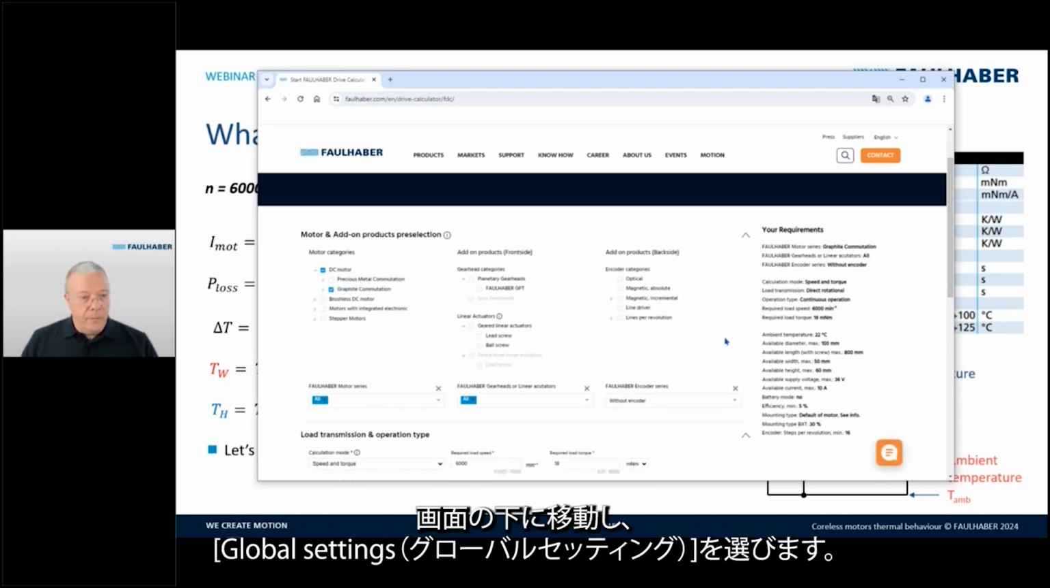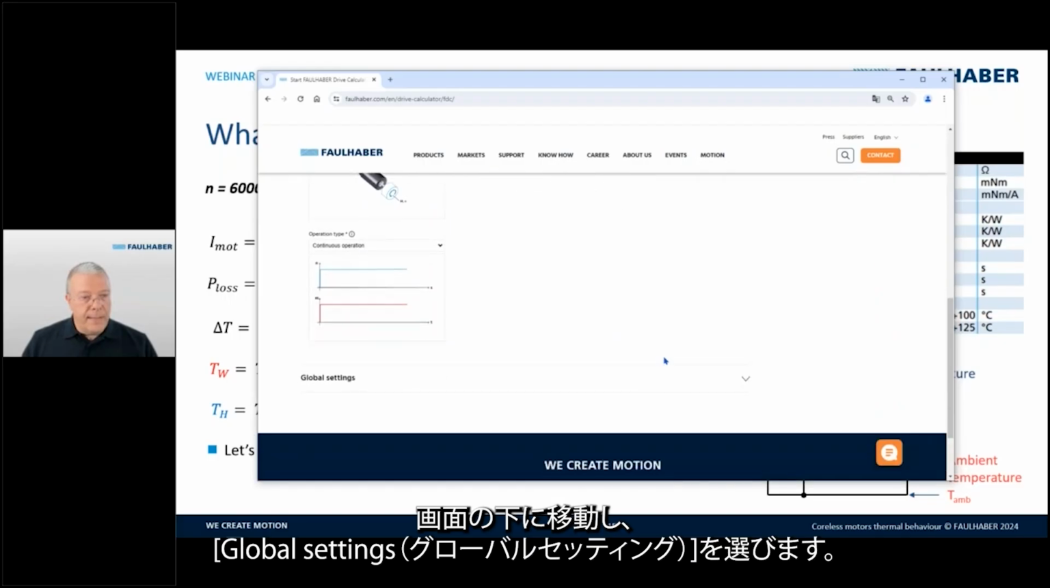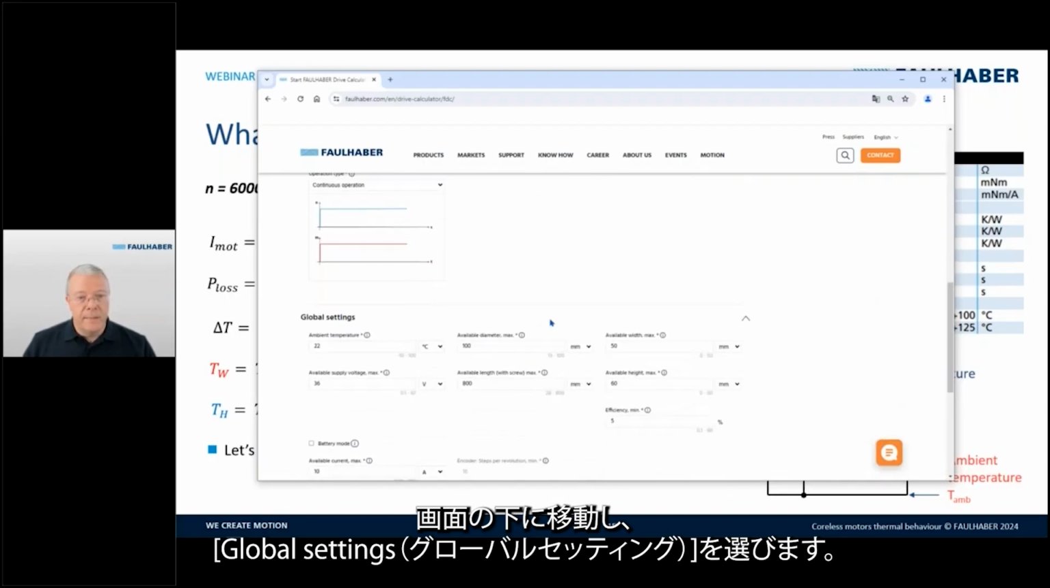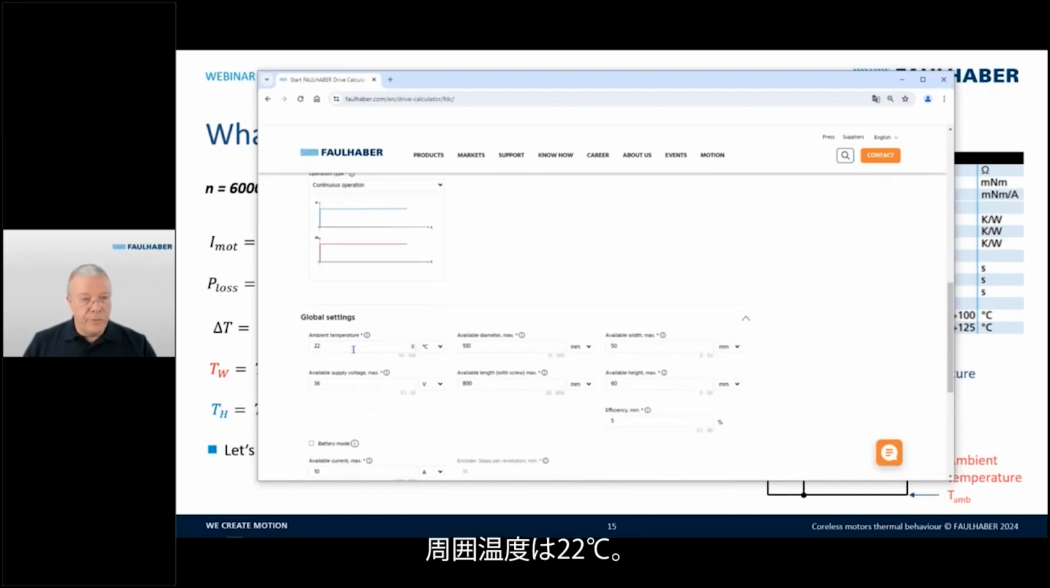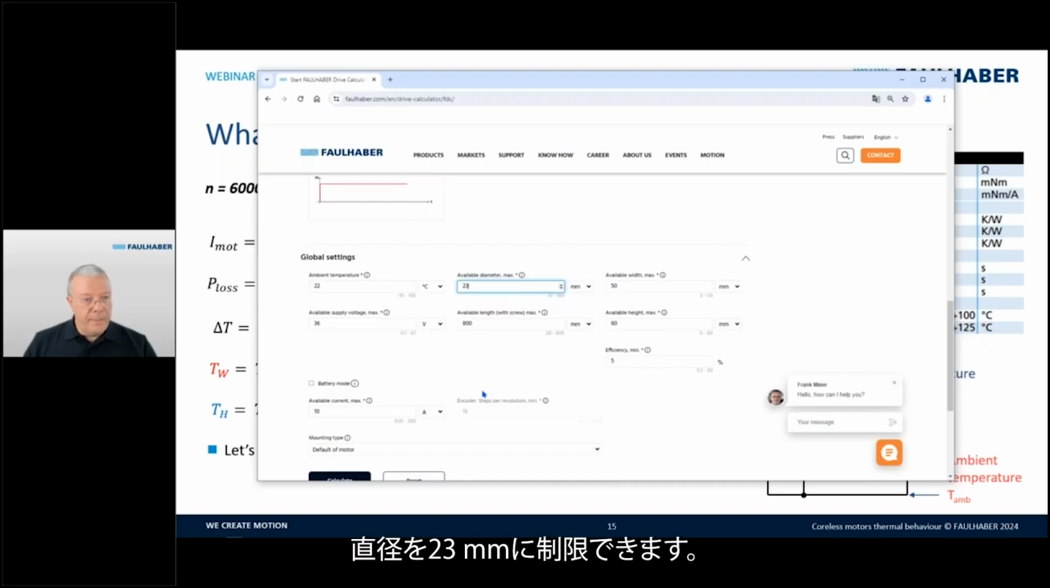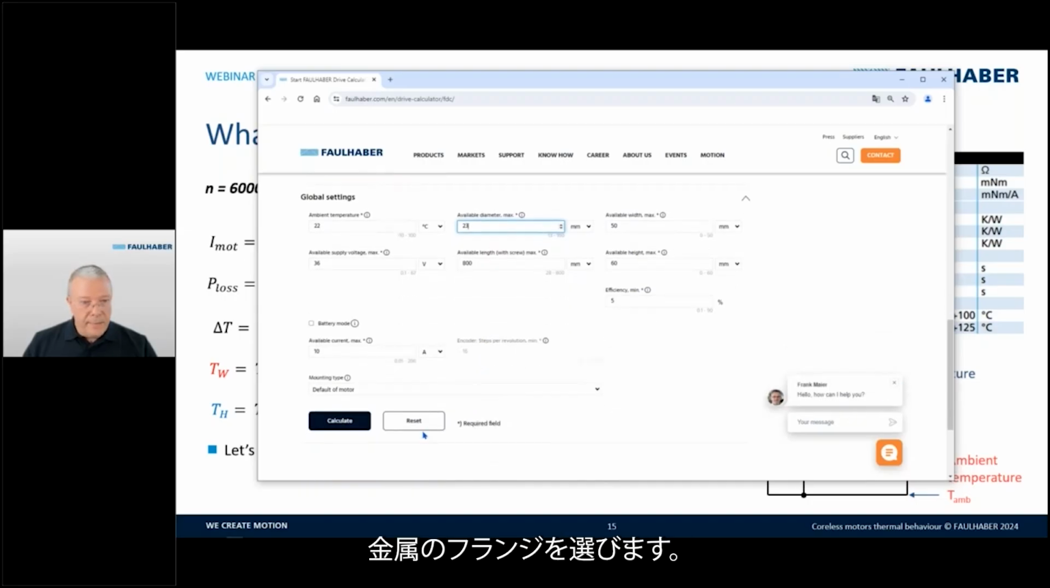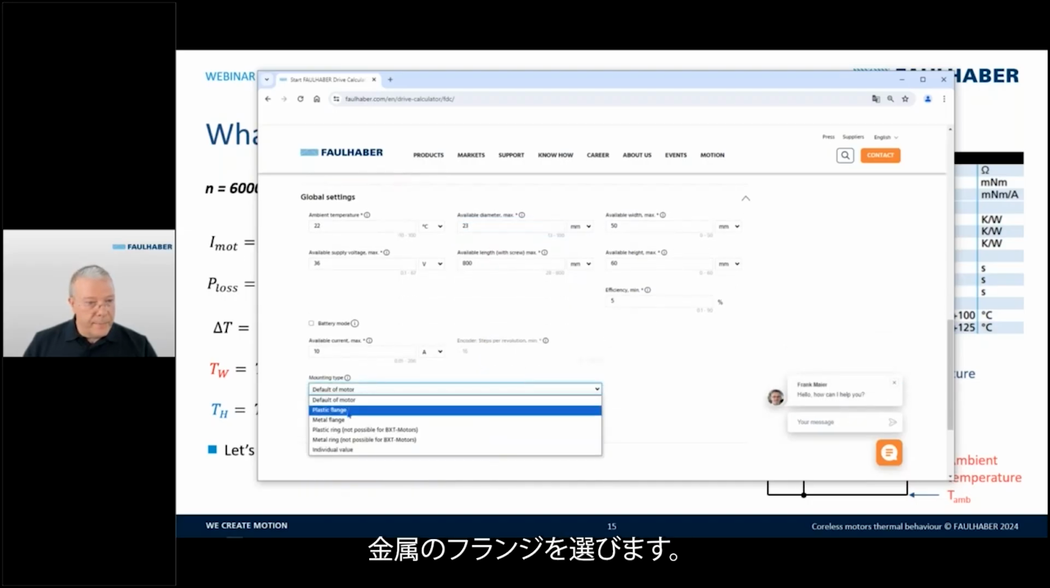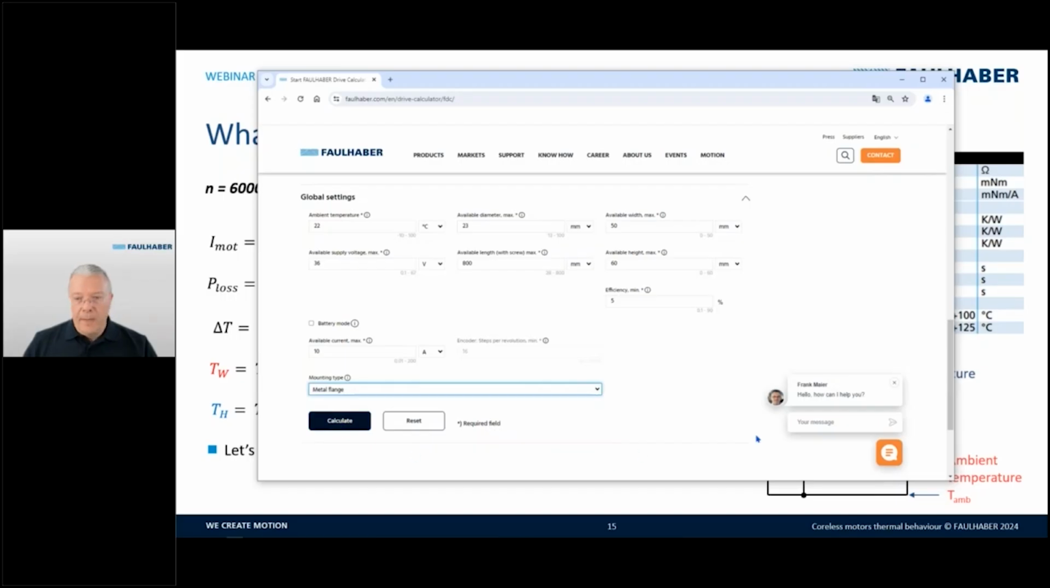And then below, we can go to select on the global settings. The ambient temperature is 22 degrees. We can restrict the diameter available, 23 millimeters, and then we can have the metal flange.